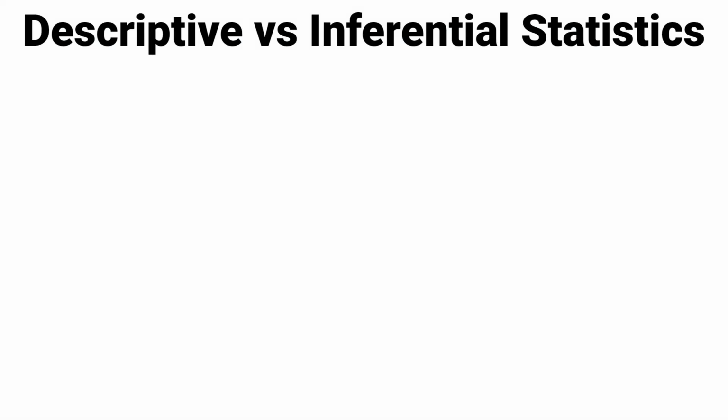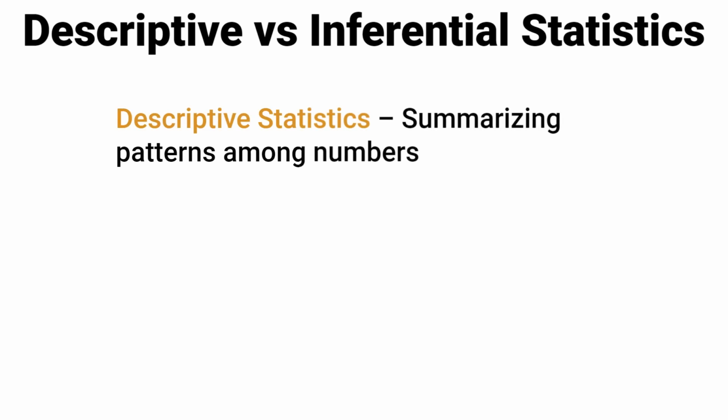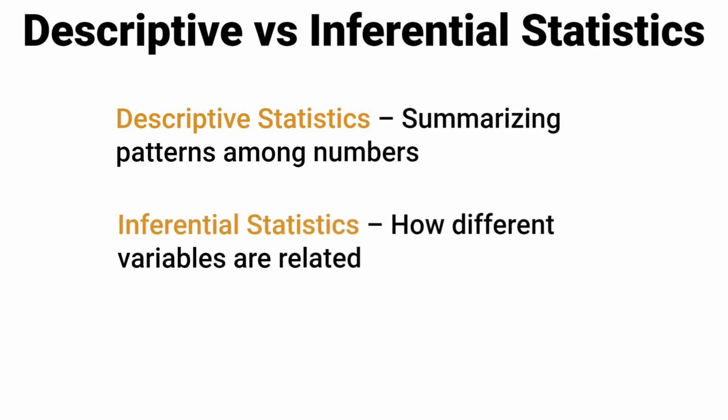Before we discuss descriptives, let's quickly review what they are. When examining statistical reports, we often encounter two types of statistical data, descriptive and inferential statistics. Descriptive statistics help us quickly make sense of data by summarizing patterns among the numbers, whereas inferential statistics takes the analysis a step further and helps us understand how different variables are related. This lecture will focus on descriptive statistics.